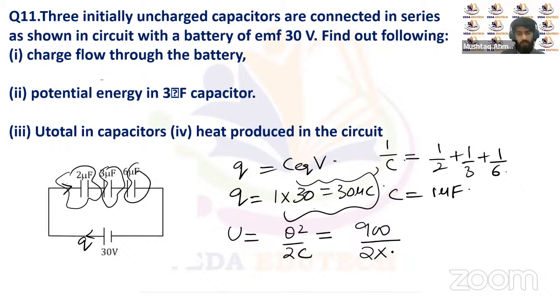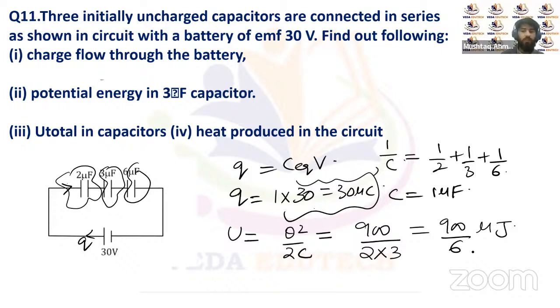2 multiplied by C, that's 3, right? So it's 900 upon 6, right? So this much of microjoule energy will be stored in this 3 microfarad capacitor, right? This much of potential energy will be stored in this 3 microfarad capacitor.